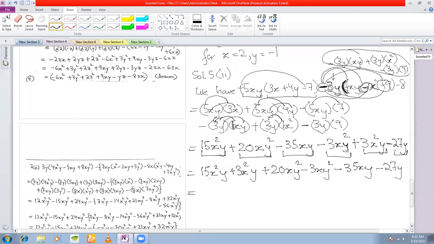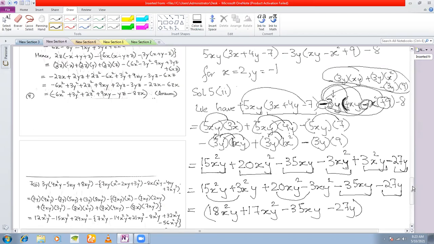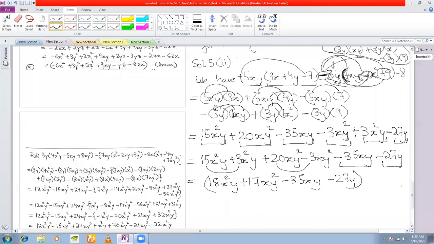Now we shall add up the like terms. So plus 15 and plus 3 will combine to give you 18x square y. And plus 20 and minus 3 will combine to give you plus 17xy square. And this minus 35xy we will write as it is. And this minus 27y also we will write as it is. That's it. The variable will not change.